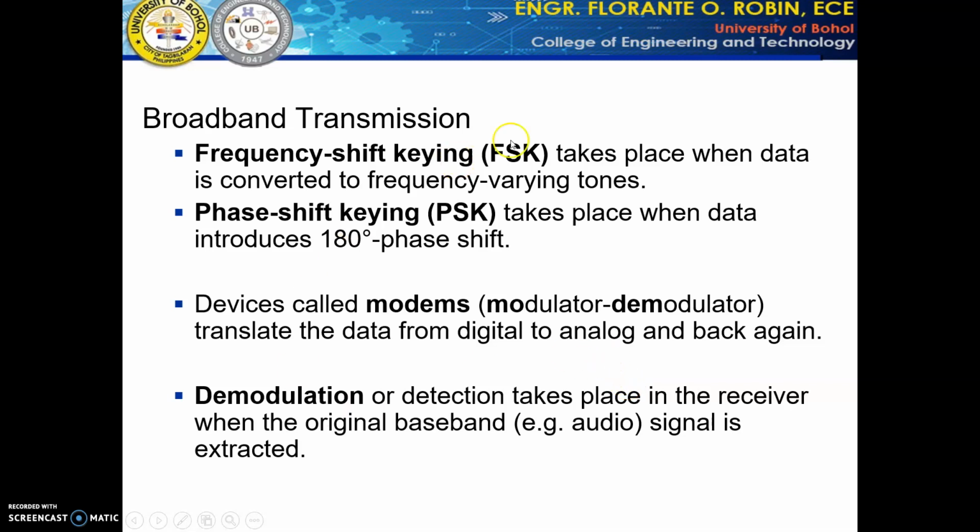So for broadband transmission, you have FSK and PSK. FSK takes place when data is converted to frequency varying tones, and PSK takes place when data introduces a 180 degree phase shift. So in one you vary the frequency, in the other the phase shift. These devices are called modems; modem stands for modulator, demodulator. It translates the data from digital to analog and back again. Inverse modulation is demodulation.